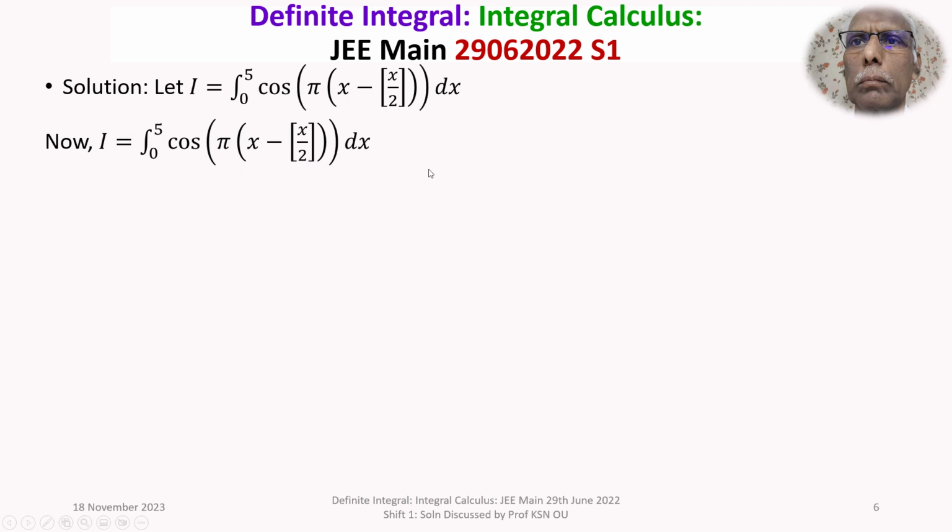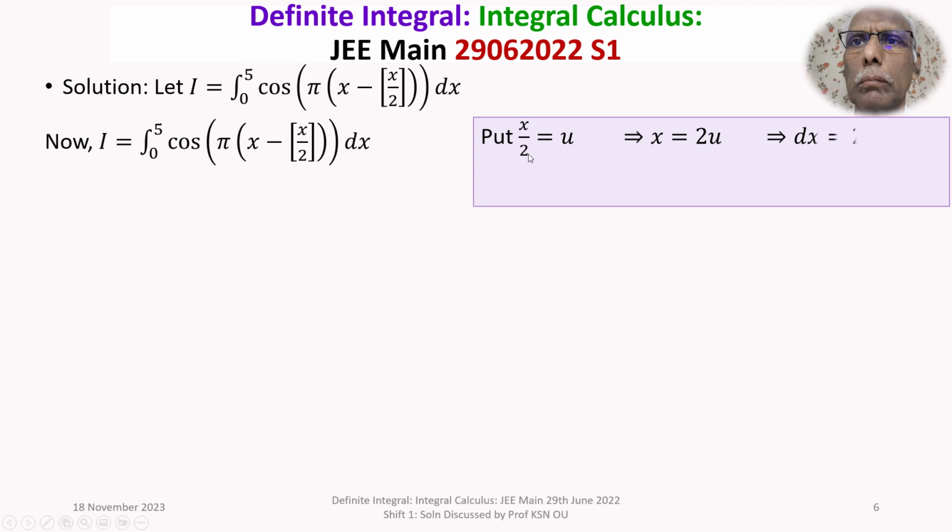For this, we propose a substitution. Put x by 2 equal to u, then x will be 2 times u, and differentiating, dx is equal to 2 times du. Since this is a definite integral, the limits will change according to the new variable. So when x is equal to 0, u will be 0, and when x is equal to 5, u will be 5 by 2.